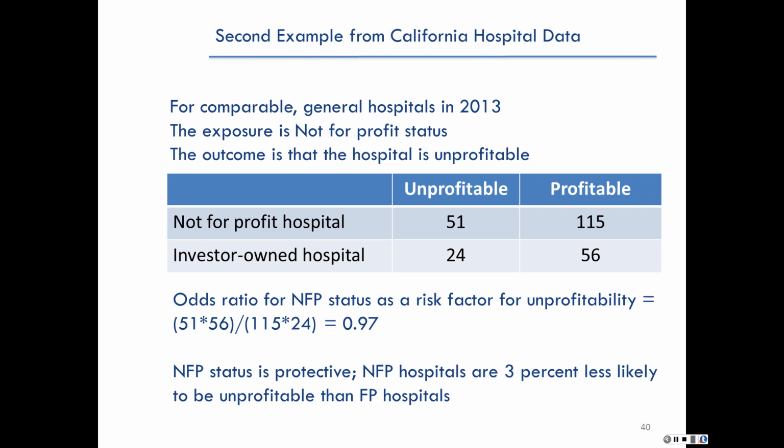And so you can see the numbers in the table there. So the odds ratio for not-for-profit status as a risk factor for unprofitability would be, again, cell A multiplied by cell D, that's 51 multiplied by 56, divided by cell B multiplied by cell C, 115 multiplied by 24, and our results show an odds ratio of 0.97. The way you interpret an odds ratio less than 1 is that the exposure is protective. So here, not-for-profit hospitals are 3% less likely to be unprofitable than for-profit hospitals.